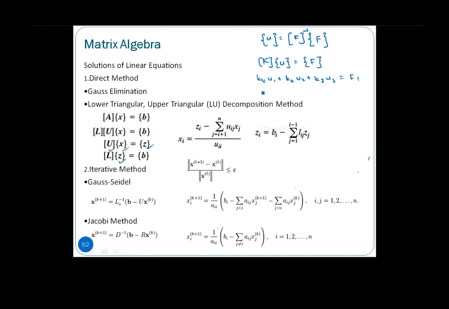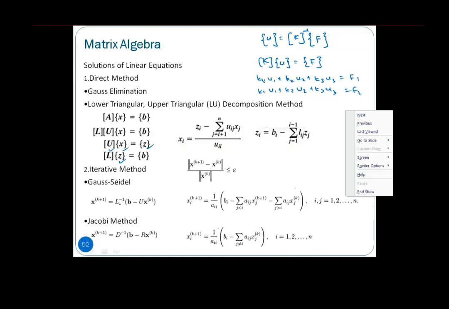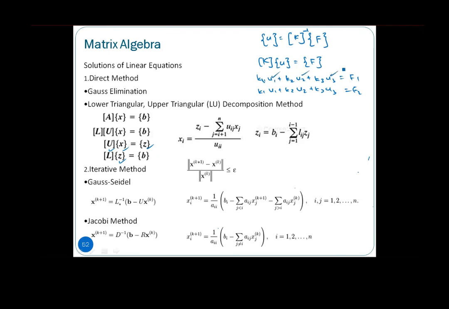Then we also have K1 multiplied with U1 plus K2 multiplied with U2 plus K3 multiplied with U3 equals F2. So basically we have a set of linear equations. For Jacobi, you solve the equations simultaneously. You are getting the unknowns U1, U2, U3 in this case, or here you are getting X1, X2, X3.